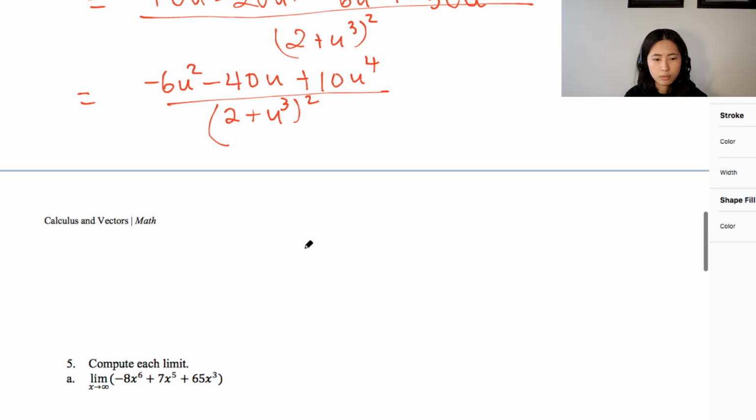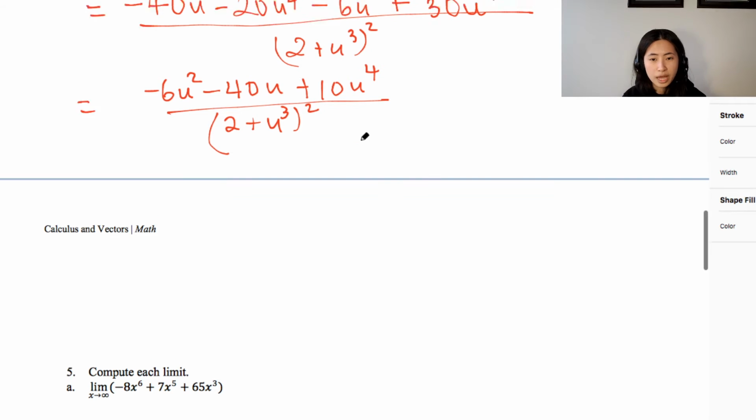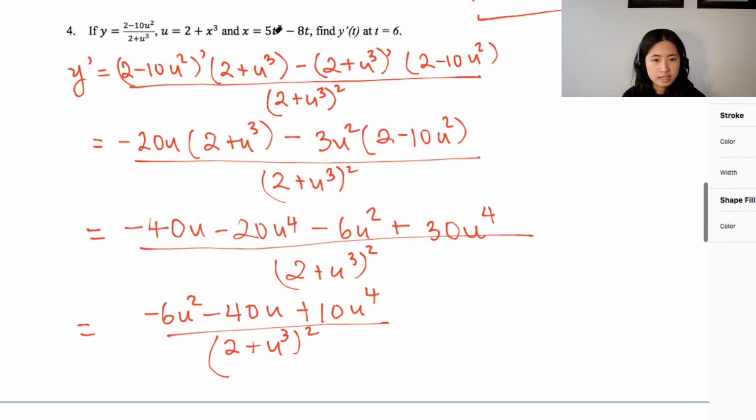Okay, once we arrive at this answer, we can't really simplify anything. I mean, you can factor out your u, but that's pretty much it. We can't really simplify anything. So now we're going to go ahead and figure out what we're supposed to plug in over here. Okay, so this is what you can do.